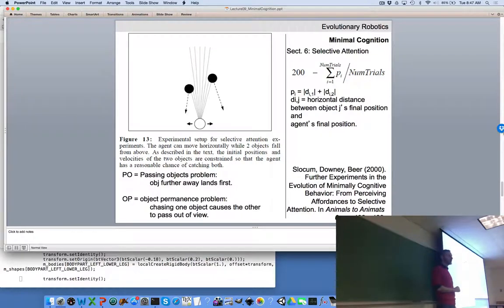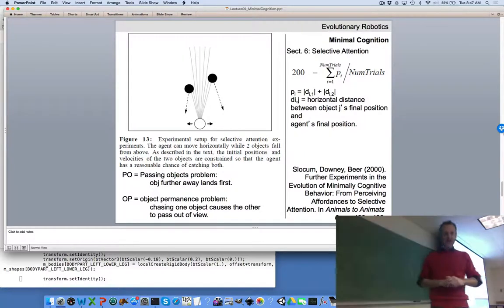Pretty straightforward fitness function. Remember, again, if you look at this fitness function, there's nothing in here that says recognize the objects, distinguish between them, pay attention to the faster object, then pay attention to the slower object. There's none of that, right? We're just evolving what we want the robot to do. How the robot evolves to do it, that's up to evolution.